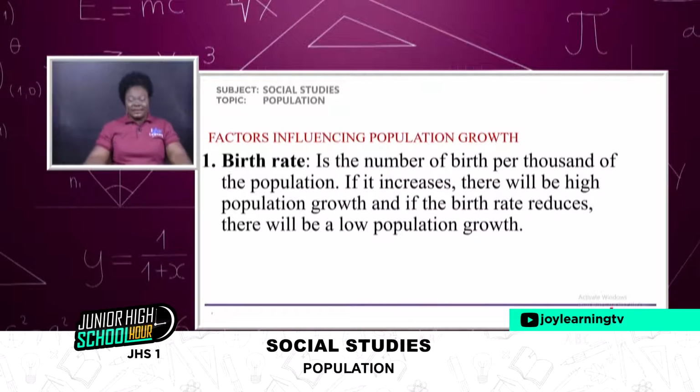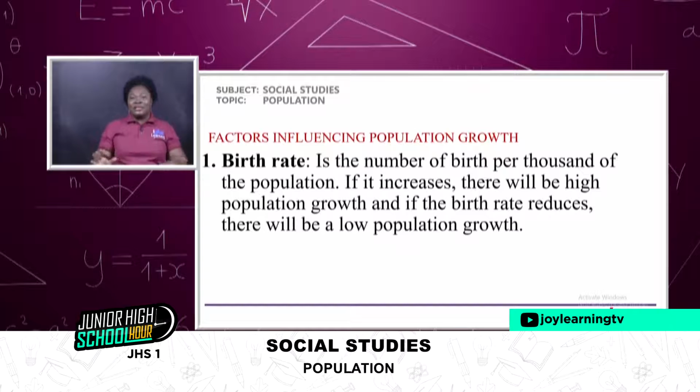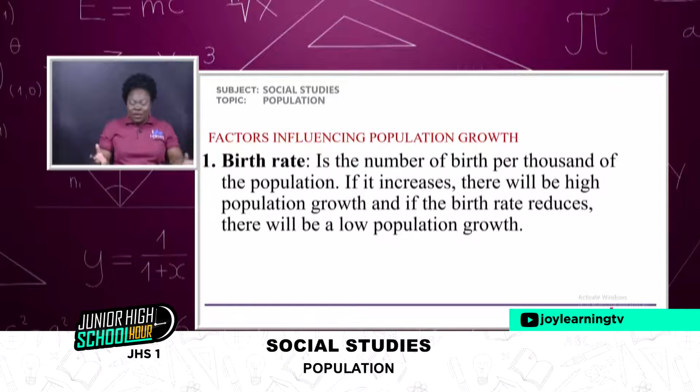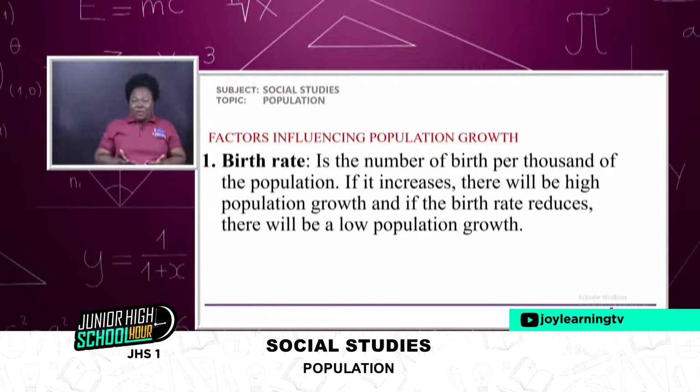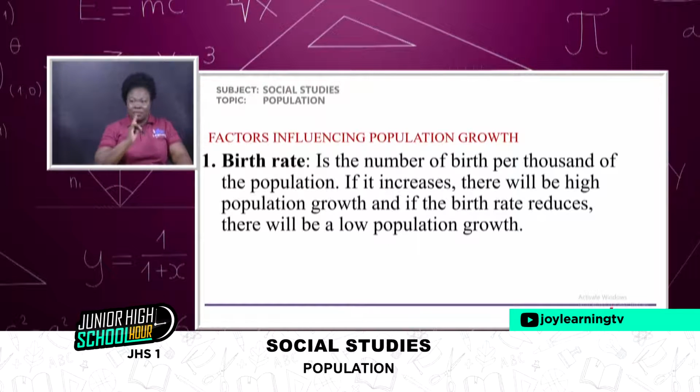Now let's look at the factors influencing population growth. Birth rate is one. Birth rate is the number of births per thousand of the population. If it increases, there will be high population. And if the birth rate reduces, there will be low population. This is just simple. So the more they give birth, the more the people become. The less birth, the population reduces. That is birth rate.